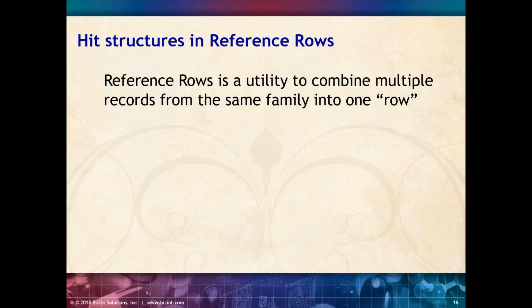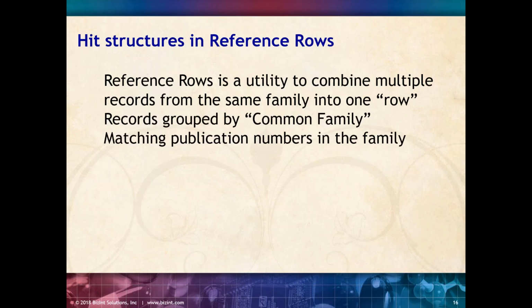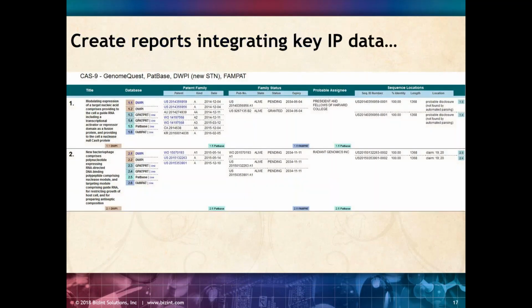Now, reference rows is a utility that lets you combine multiple records from the same family into one row. Anytime we find records that have the same common family, that is a publication number in common between different records, we link those. And then through rules or various manipulations, allow you to display that just as a single entity. So all the records on the same patent representing the same family come out as a single row. This is an example that we did last year. We've showed a couple times at PIUG that explains the concept of what we're doing.